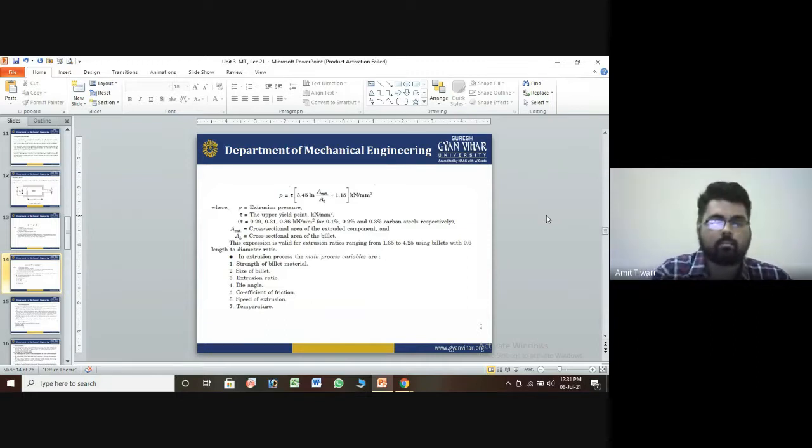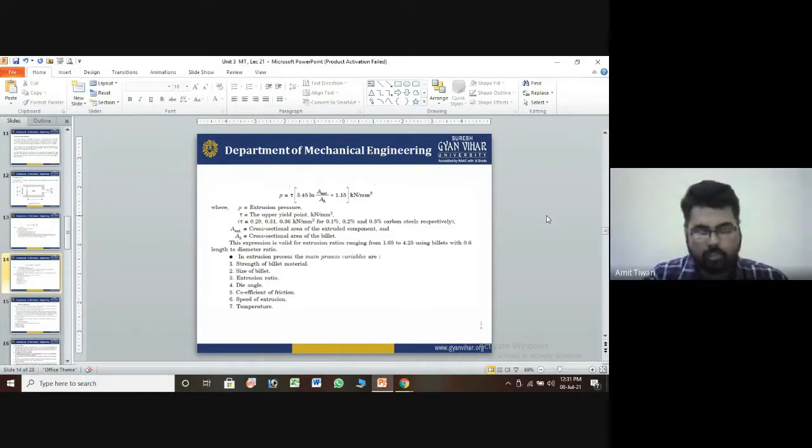So first, in the extrusion process the main process variables are, first, the strength of the workpiece. Second, in the extrusion process the main process variables are as follows.